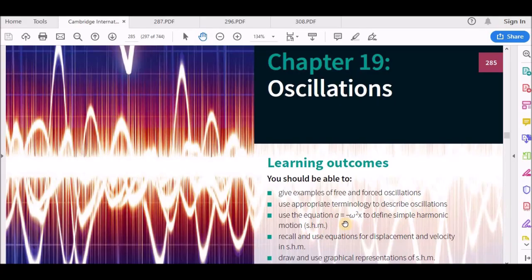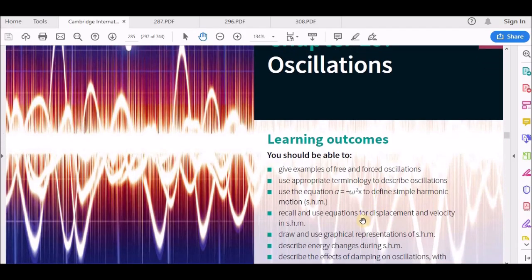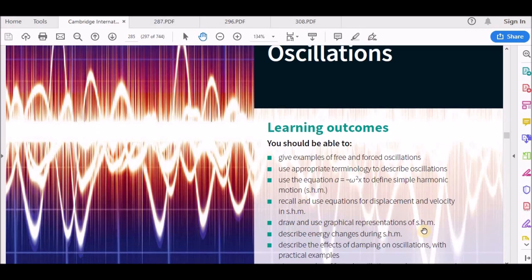Use the equation a equals minus omega squared x to find simple harmonic motion. To define simple harmonic motion. Recall and use equations for displacement and velocity in simple harmonic motion. Draw and use graphical representation of simple harmonic motion. So we will have graphs for this.